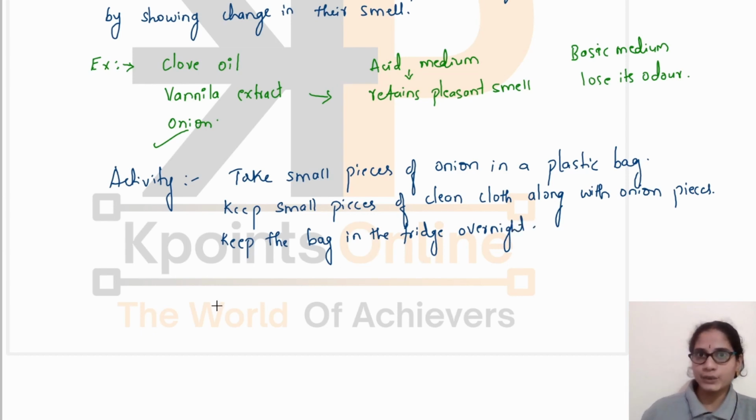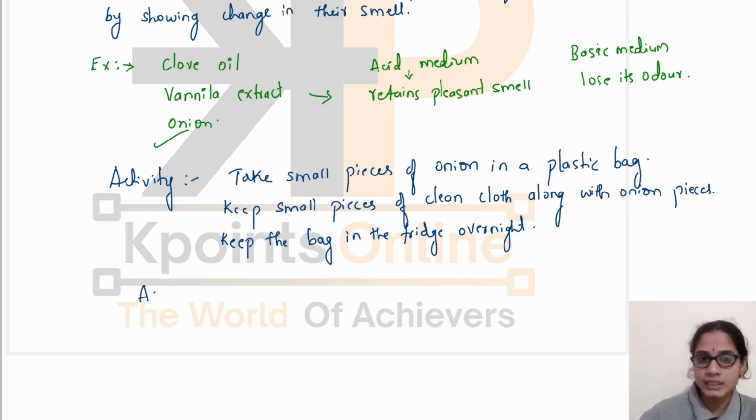Then what you need to do next is take out those cloth pieces. Those cloth pieces have gained the smell of onions, as onion has its own characteristic smell. Then how do we use this as an olfactory indicator? We have to check it for acid and base.